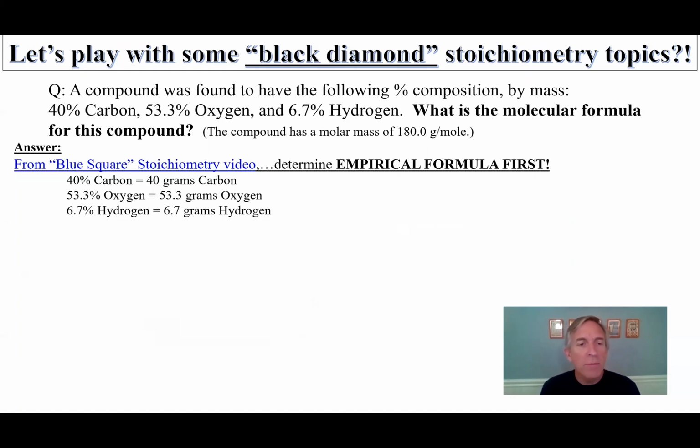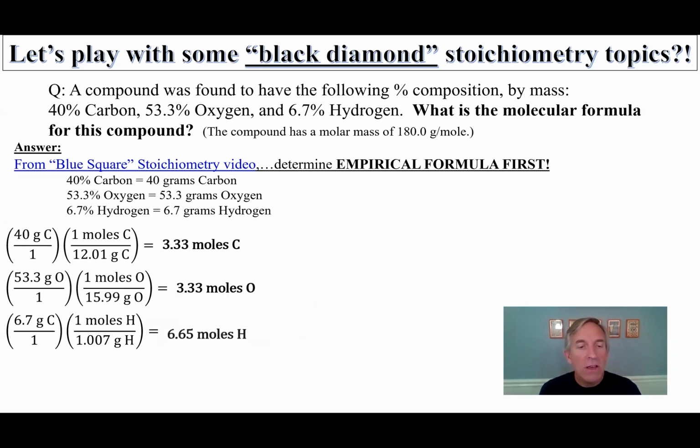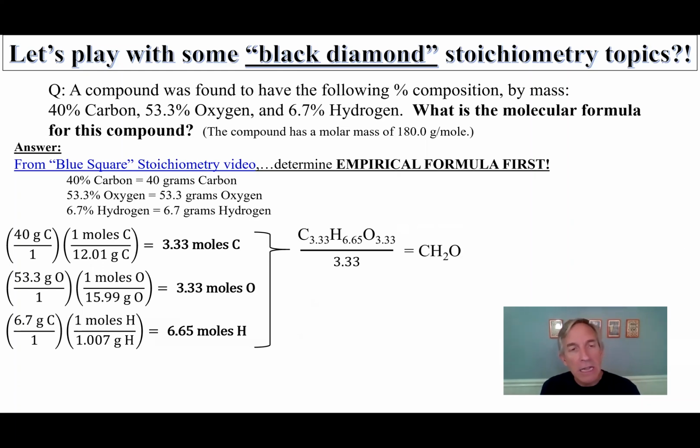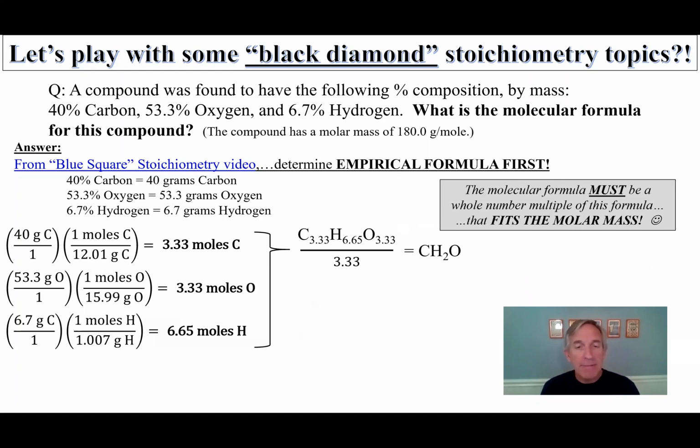So from the blue square video, we recognized that we could turn all of these percentages into grams. And then once we had them in grams, we could turn them all into molar amounts on our way to an empirical formula, which is the key to answering what is the molecular formula for this compound. And by dividing by the smallest number, we will get whole number integers that will produce our empirical formula. But now comes this little twist.